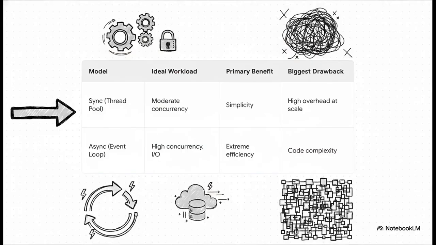And if you just want a cheat sheet, well, here it is. If your app has moderate traffic and you value code that's simple and easy to debug, the classic synchronous thread pool is a totally fine choice. But if you're building something that needs to handle thousands of connections at once and it's mostly I/O bound, the raw efficiency of an asynchronous event loop is almost impossible to beat.